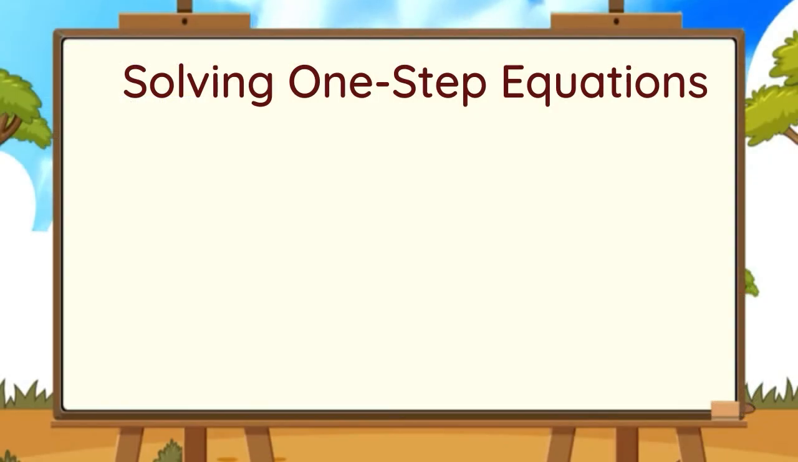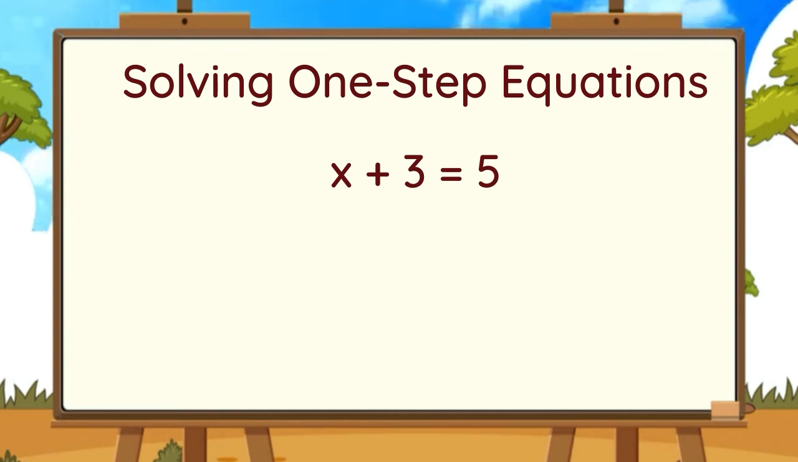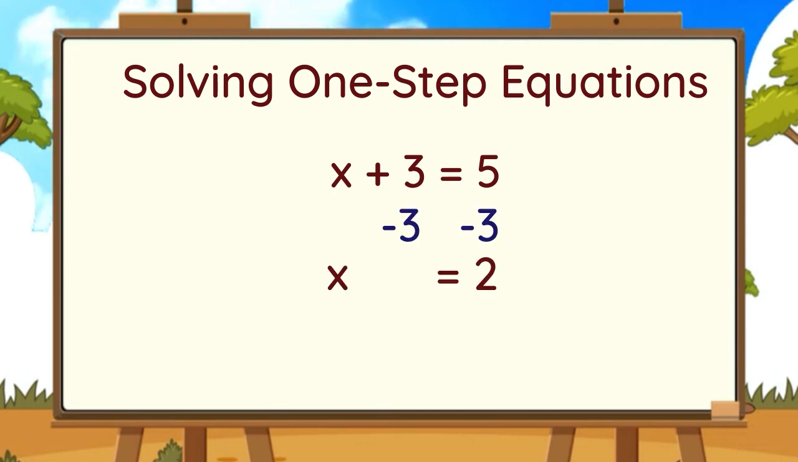Let's start with a simple one-step equation. Look at this equation, x plus 3 equals 5. Here the goal is to isolate the variable x. To do that, we need to undo the addition of 3 by doing the opposite operation, which is subtraction. So we subtract 3 from both sides of the equation. When we do that, we get x equals 2.